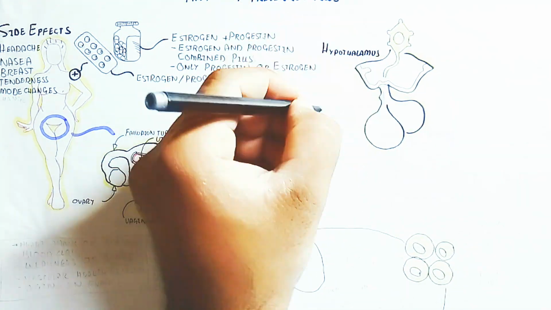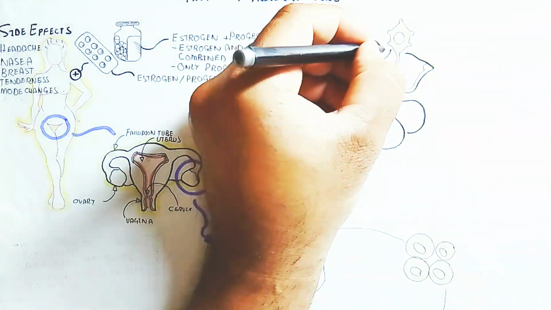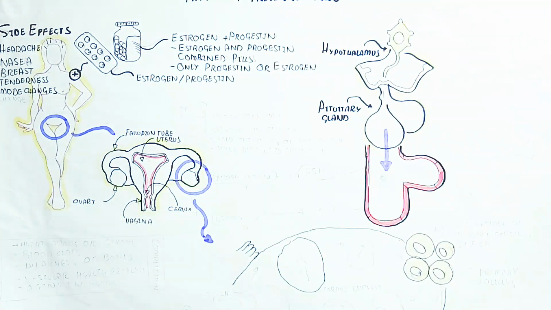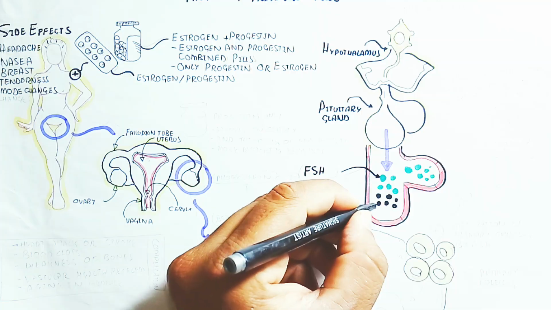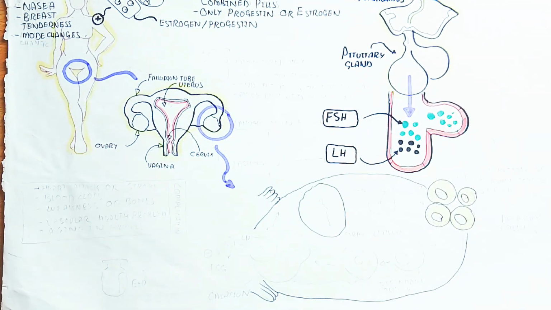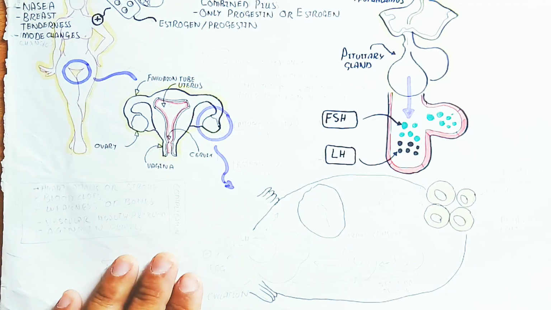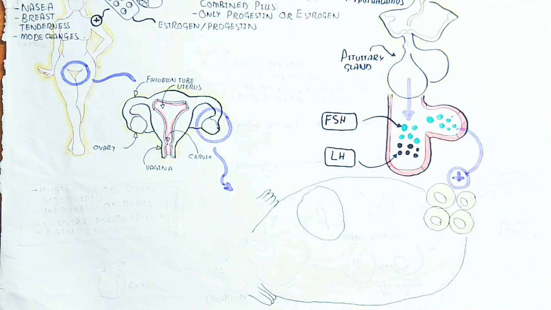We will discuss the ovary later, but first you should understand the hypothalamus, which receives different types of stimuli to activate the pituitary gland, to release follicle stimulating hormone and luteinizing hormone. Follicle stimulating hormone is important for the maturation of the primary follicle. By follicle stimulating hormone, it will mature.